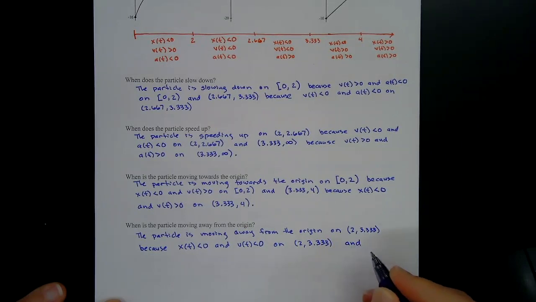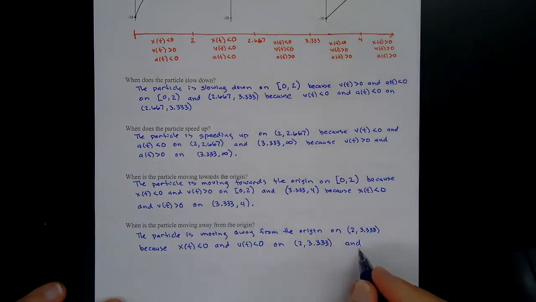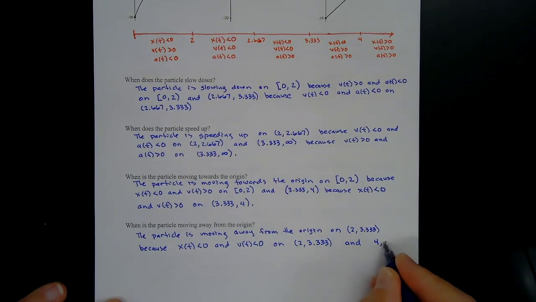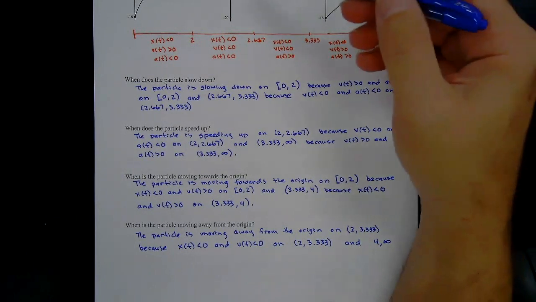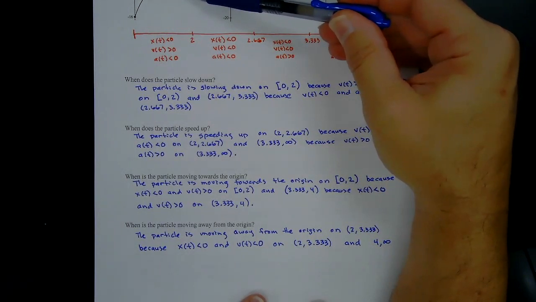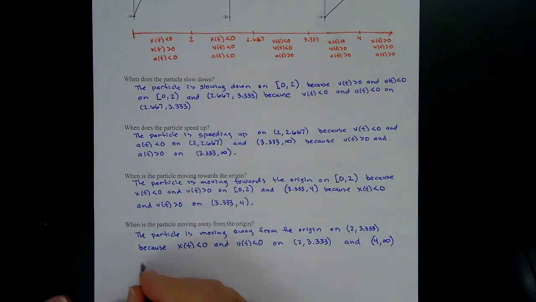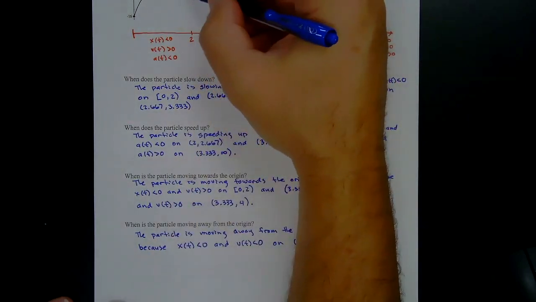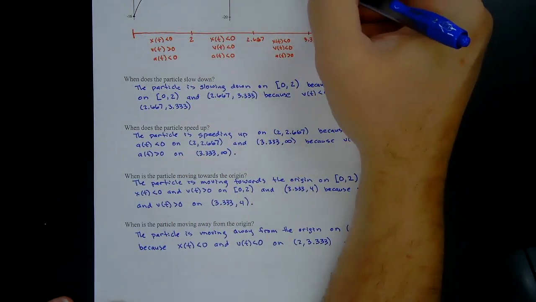And there's another place that's moving away. It's moving away on the interval 4 to infinity. At 4, what's happening? At 4, the position is 0. We're at the origin at 4 seconds, so we're not going to include 4. And we're not going to include infinity, because after 4, the position is going to be positive, and the velocity is always going to be positive. You can look at that by the graph.